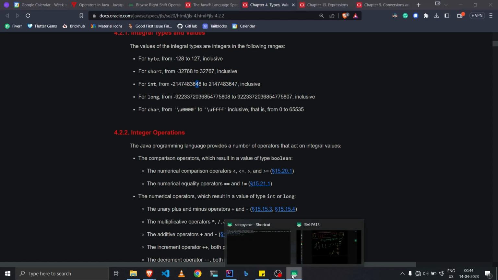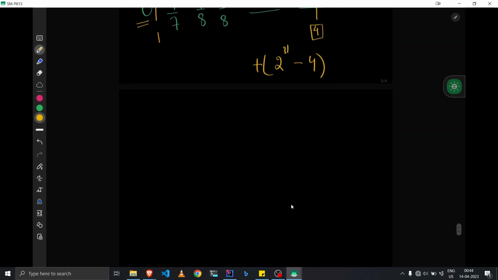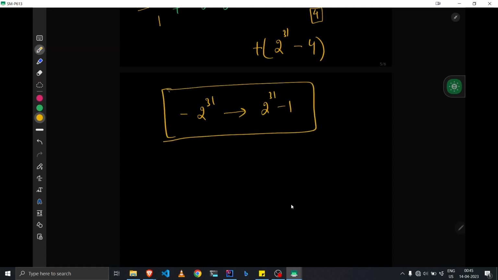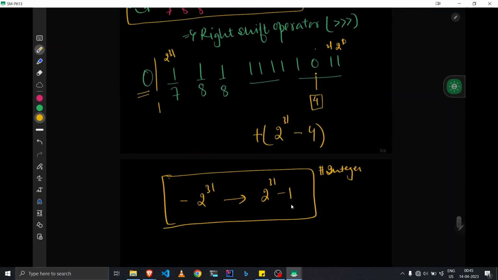So basically in Java, or in any language for instance, we have the integer from minus 2 to the power 31 on the negative side till 2 to the power 31 minus 1 on the positive side. So this is specific about the integer here, right? So we expect the number to be 2 to the power 31 minus 4 here.